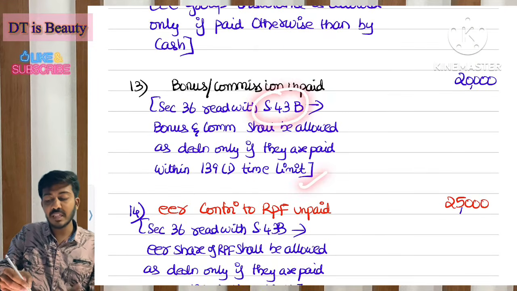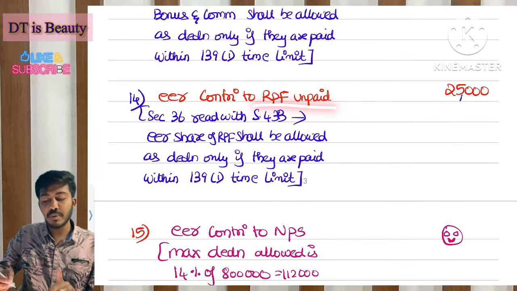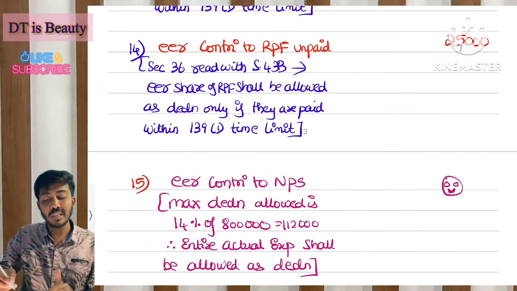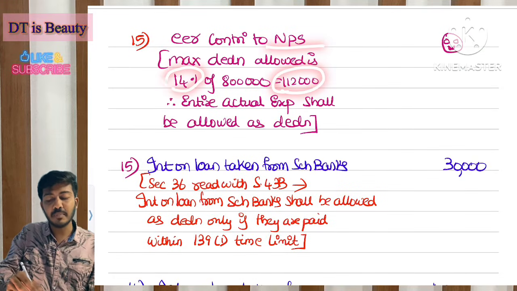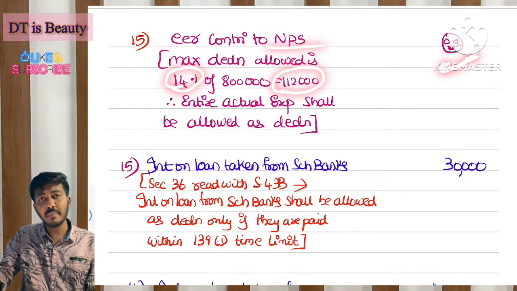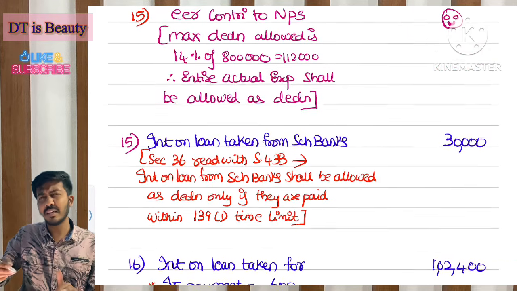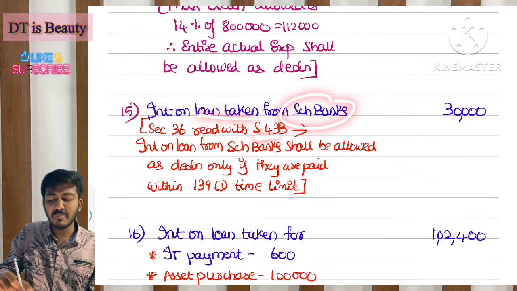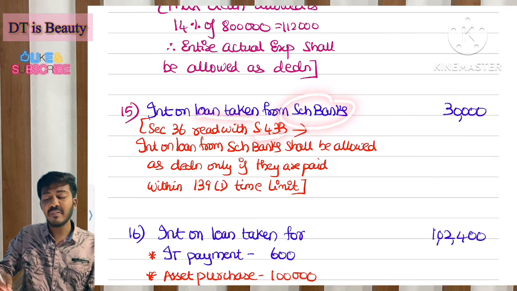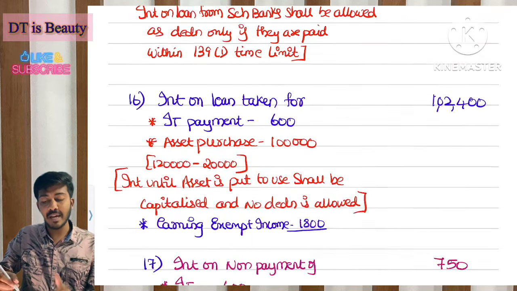Bonus or commission, 43B will come. Employer contribution to RPF unpaid within the 139 due time limit. NPS contribution, you will have 1,12,000, the 14% limit. You paid within the limit, so nothing is disallowable. I mean, nothing is to be added back. Interest on loan taken from scheduled banks, 43B will come. So if you don't pay within the 139 due time limit, it will be added back.